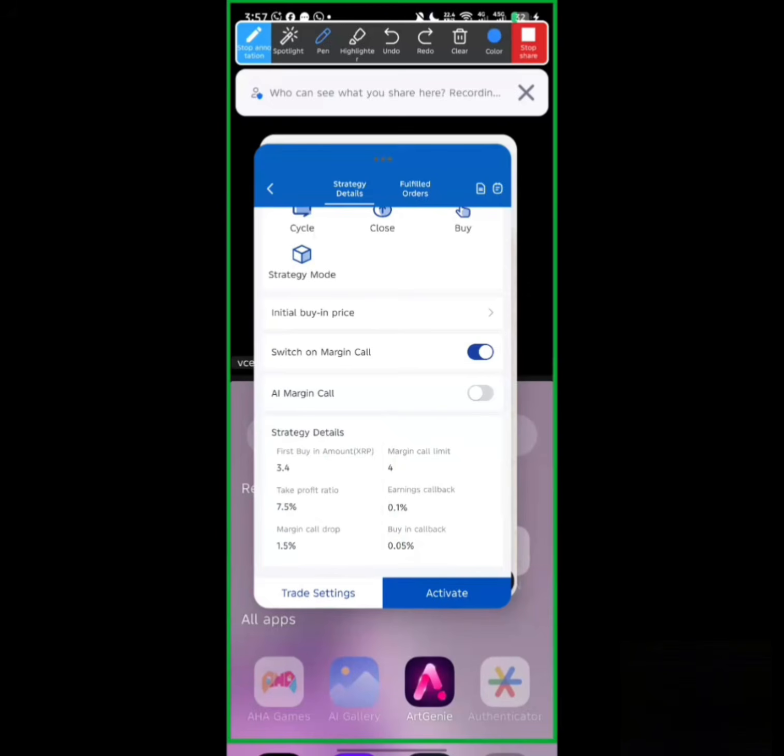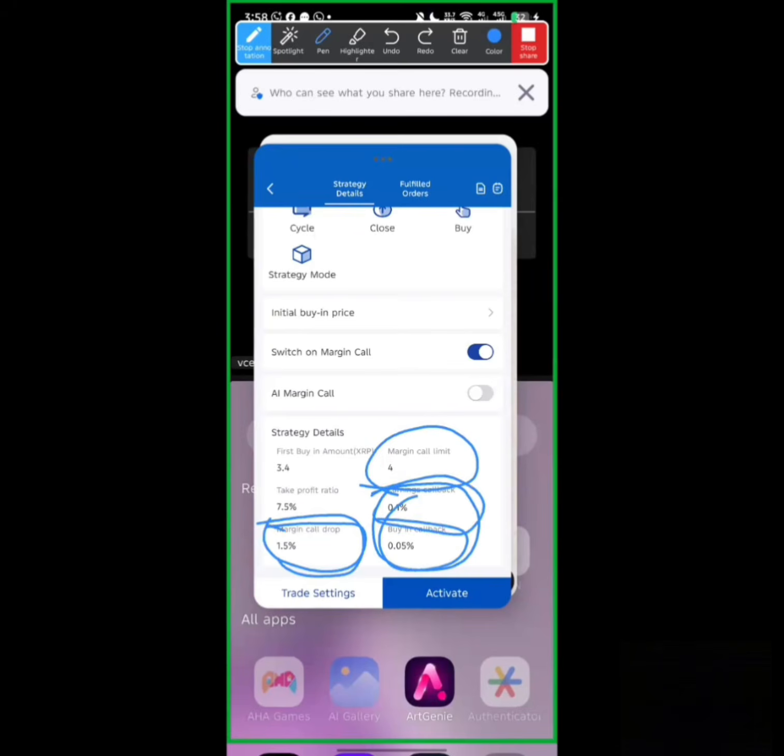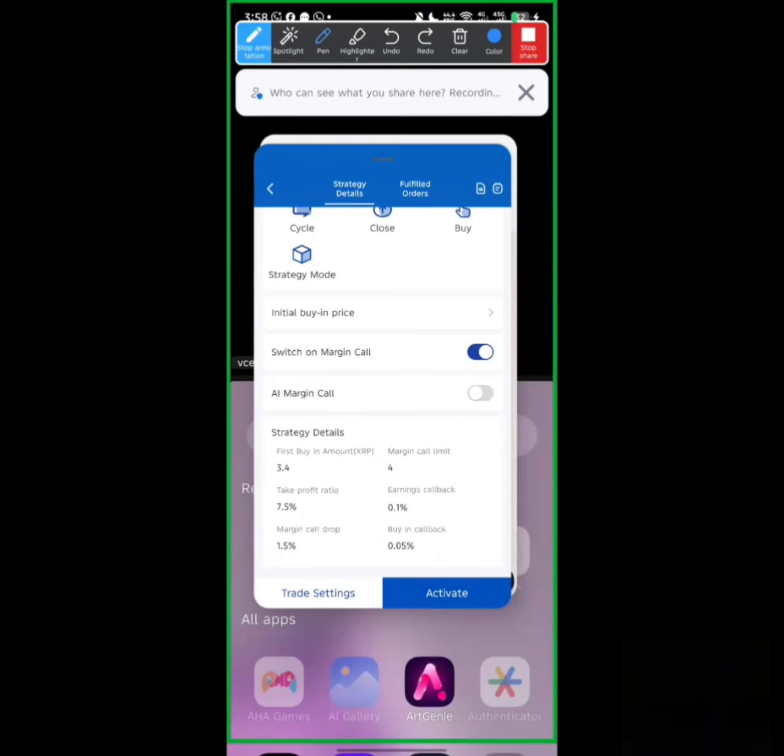Now it should be very clear. They'll take your 10 USDT and give you 3.4 pieces of XRP. That is what they will give you. Now you see everything is there. According to the settings that I have given to you, these ones, they are the settings. This margin call drop is in the setting that I already gave you. Everything is there. This margin call limits, everything is in the setting. All these earnings callback, buying callback, you don't have to worry about them as long as you have used the settings that I have provided. Make sure you use the settings that I have provided. Everything will be there for you once you pick on it.